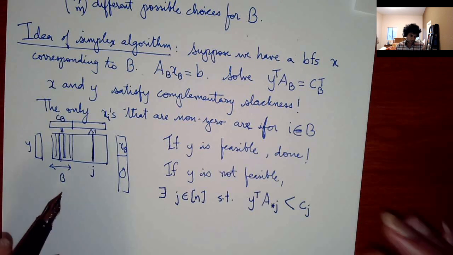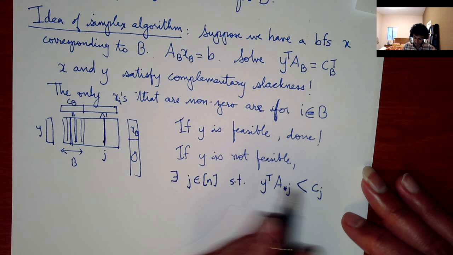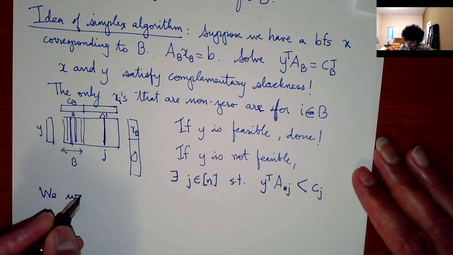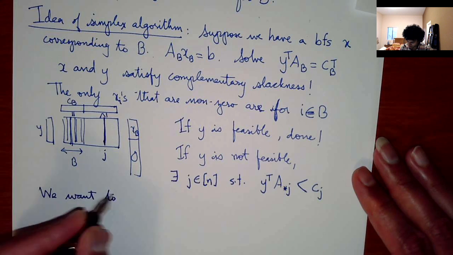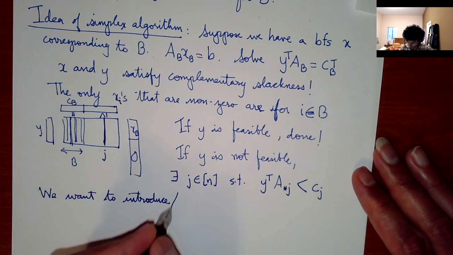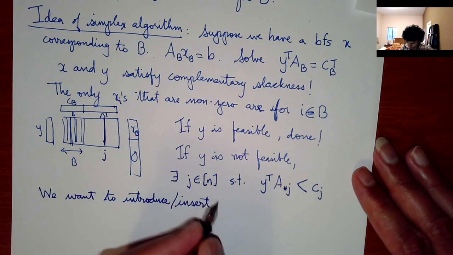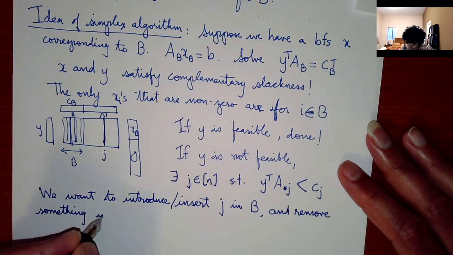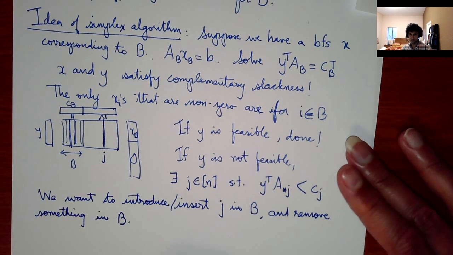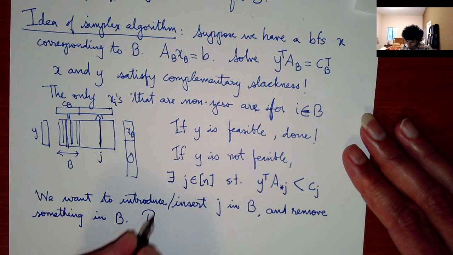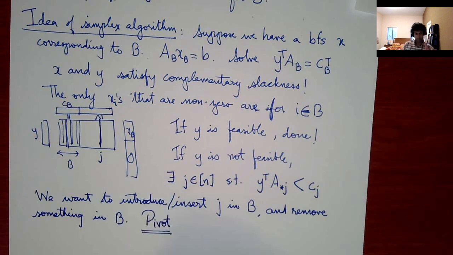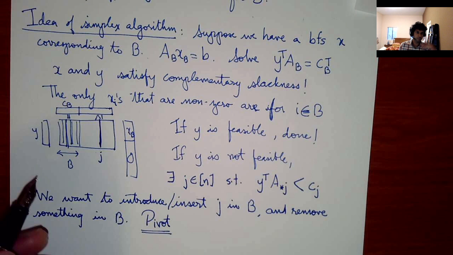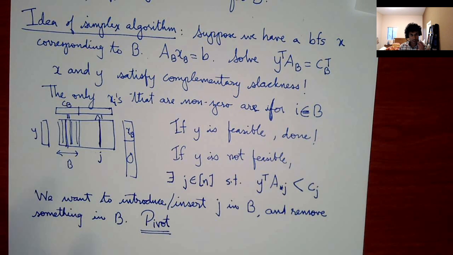Okay? So what we'll do is, if y is not feasible, there exists this j. We want to introduce, or maybe insert, j in B and remove something in B. And this is referred to as a pivot. When you pivot, you basically bring j in and you take someone out. Now I want to explain how the pivoting operation works and why the math works out.